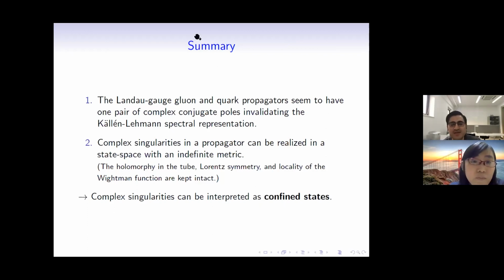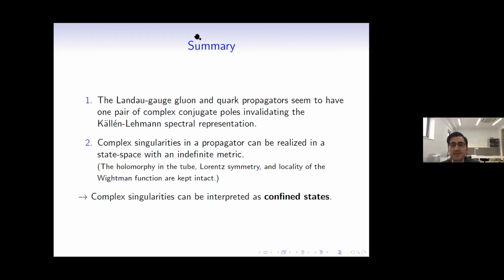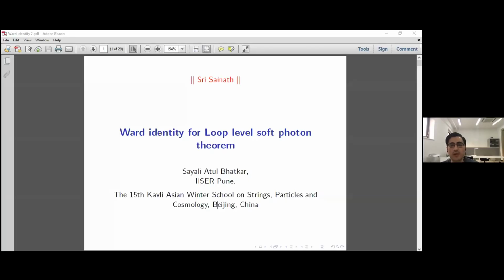Great. Thank you very much, Yui. Now we'll move on to the next speaker, who is Sayali Bhatkar from the Indian Institute of Science, Education and Research, Pune, who will tell us about Ward identity for one-loop subleading photon theorem. Hello. So is my screen visible? Yes, we can see your screen. Okay, thank you. Thank you for this chance.